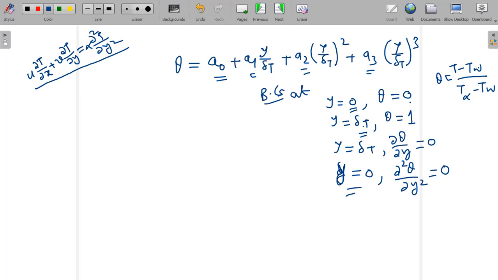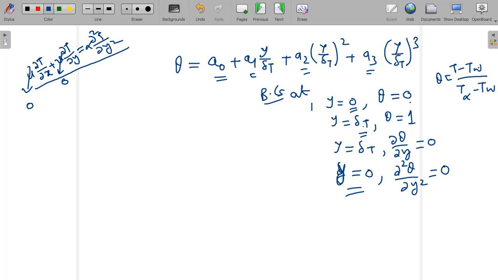Now at y is equal to 0, u is equal to 0, we know. At y is equal to 0, because of no penetration, we know v is also 0. Okay, so definitely del 2T del y2 has to be 0, which actually means that del 2 theta del y2 then also has to be 0.